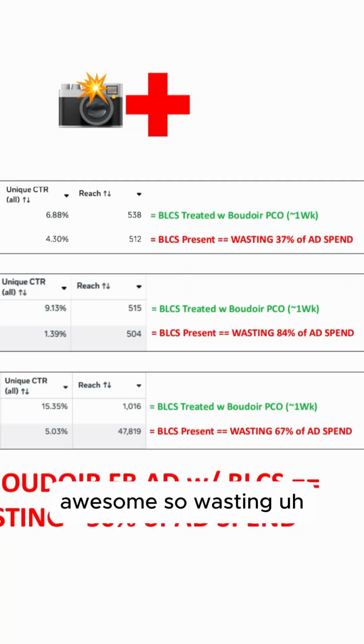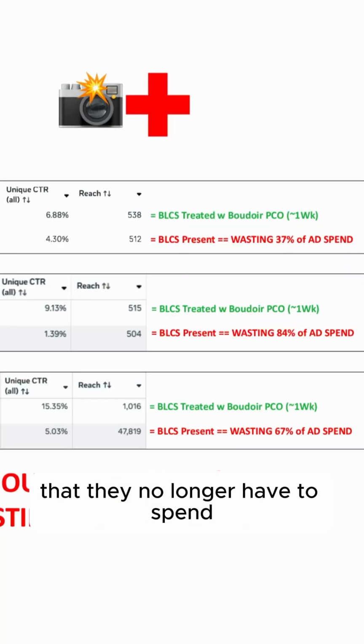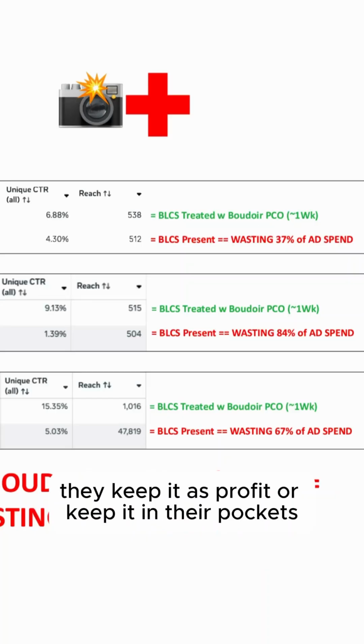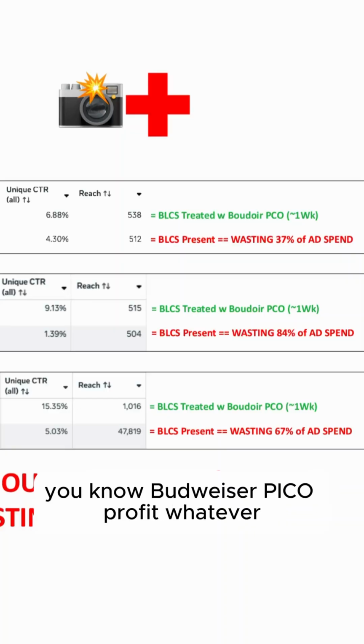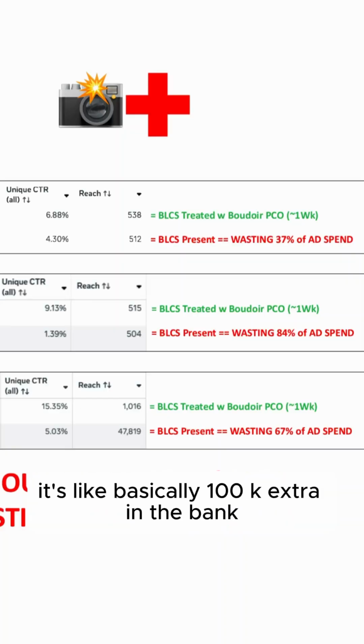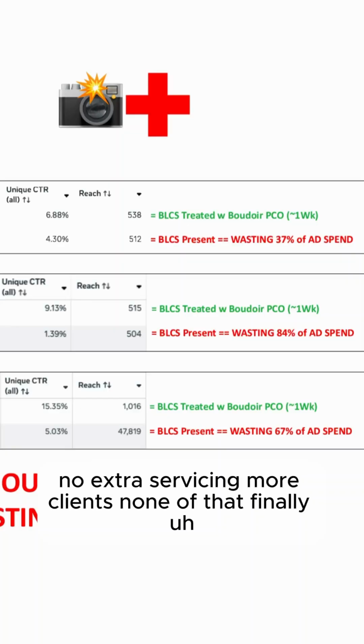Awesome. So that $8,400 a month difference that they no longer have to spend, they keep it as profit, or keep it in their pockets every single month. Basically a phantom profit, Boudoir Pico profit, whatever. At the end of 12 months, it's basically 100K extra in the bank. No extra work, no extra effort, no extra servicing more clients, none of that.